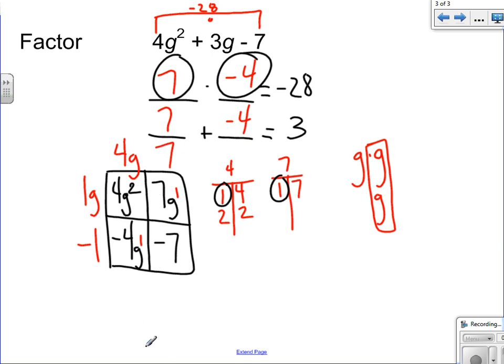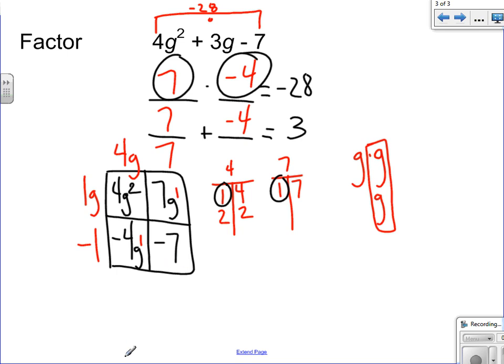Last column, what's the GCF? If you said 7, nice job, that's correct. The biggest number that's going to divide into 7 and 7 is 7. And we can't take any g's out of the last column or the last row because you'll notice that the first box has a g, but the second box has no g. There are no g's in common to take out. And same thing with the last column. This box has a single g. The box underneath it has no g's.